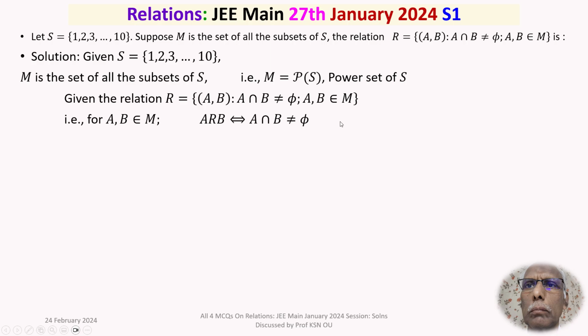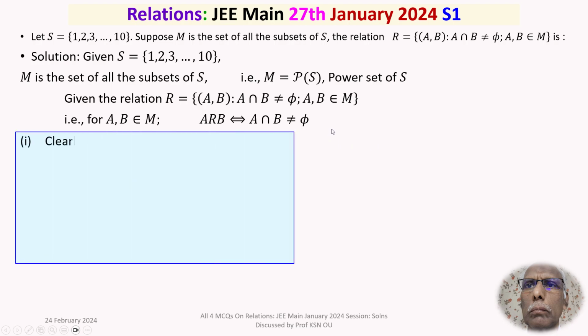That means you take any 2 elements of M, that is, the power set, they are subsets of S. A and B are subsets of S, and they are related if there is something common between them. So we discuss the reflexive, symmetric and transitive properties of R. We first take the easiest in this case, which is the symmetry.